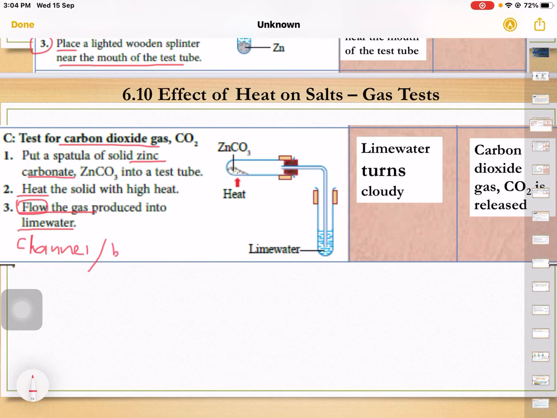or bubble. Channel the gas into the lime water. Bubble the gas into the lime water. Okay, and then what we can observe is the lime water turns cloudy or the lime water turns milky. And then the inference: when the lime water turns cloudy, it means carbon dioxide gas is released. So, inference is the reason for your observation. When you see the lime water turns cloudy, it means that there is the presence of carbon dioxide gas.